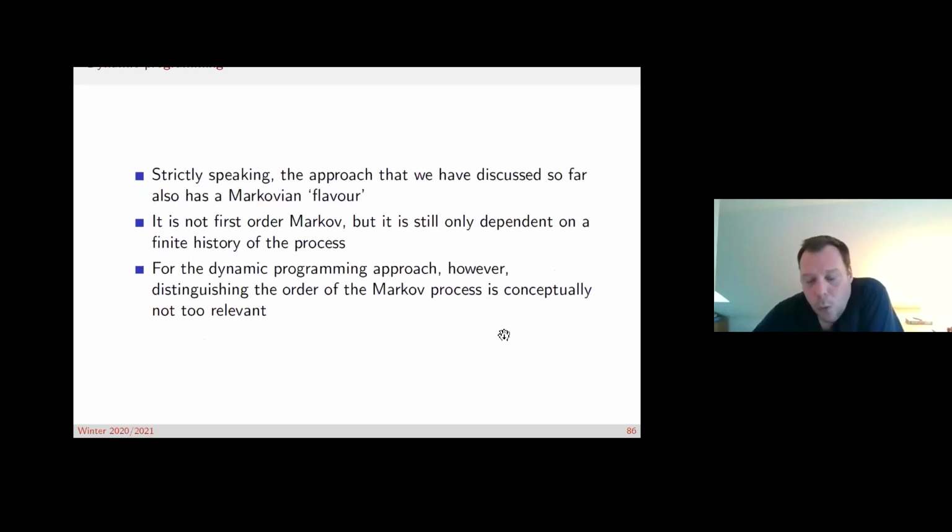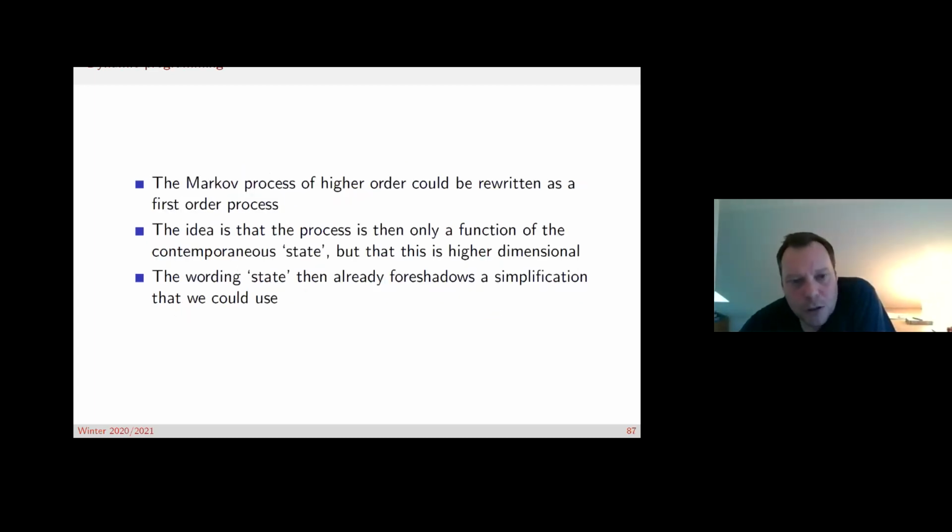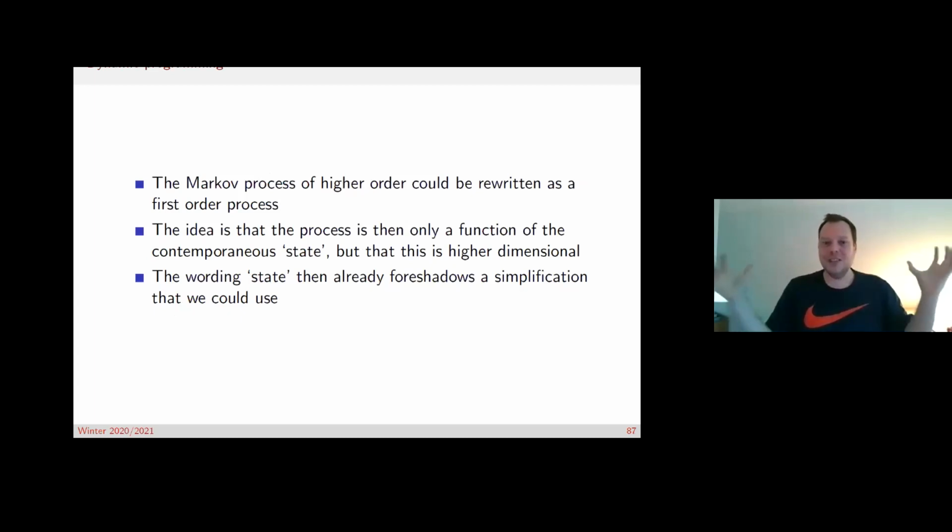Okay, so what we have so far is we already considered this Markovian flavor, because it's not necessary to restrict ourselves to the first order Markov process, since we can transform higher order processes into first order processes. What we can then do is stick, for the moment, to the first order Markov process and stack those two state variables into one state variable. So the only thing the stochastic structure would do, in addition to the deterministic case, is that the state that we are in is higher dimensional.